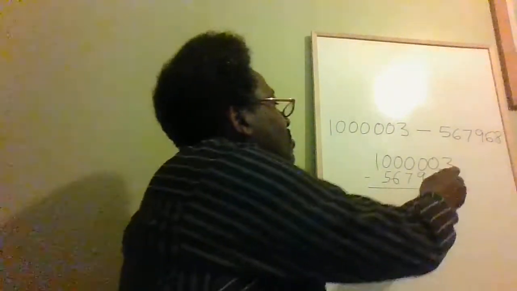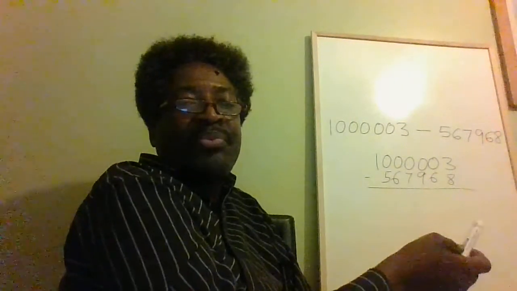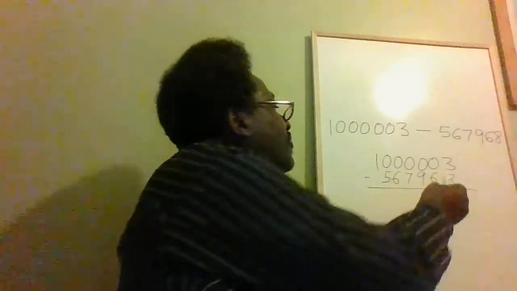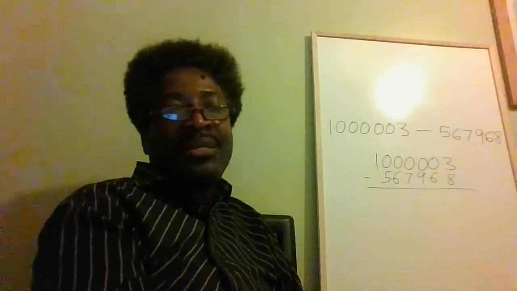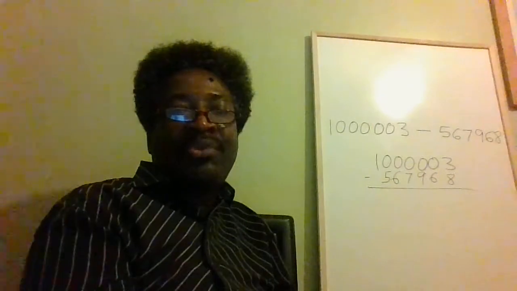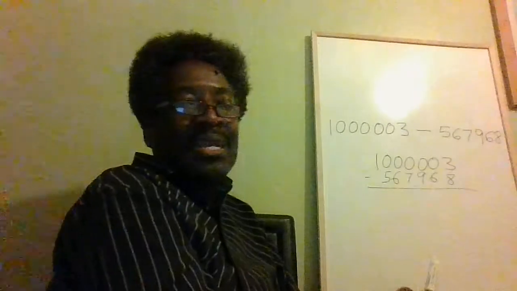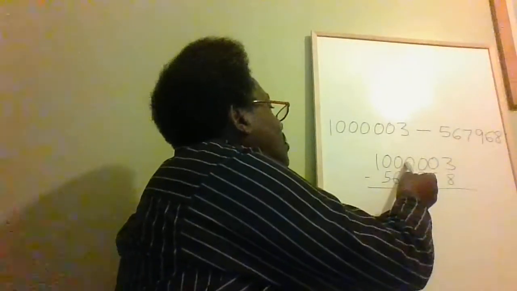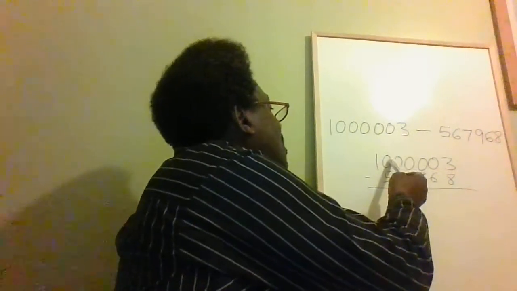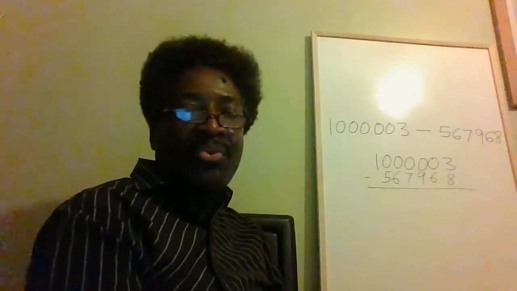Okay. 3 take away 8. We can't do that. I have 3 apples. I can't take away 8 apples from 3 apples. So I have to borrow one from the digit next to the 3. But it's 0. I can't borrow anything from 0. I can't borrow anything from nothing. So I come to the next number. It's 0 again. I can't borrow anything from 0. Come to the next number. It's 0. Next one, 0. 0. 1. Now I can borrow 1.